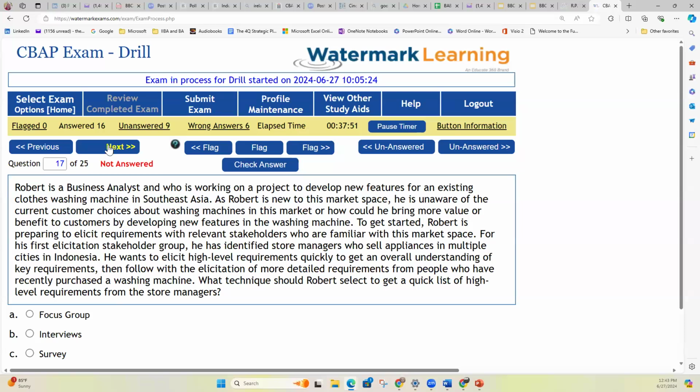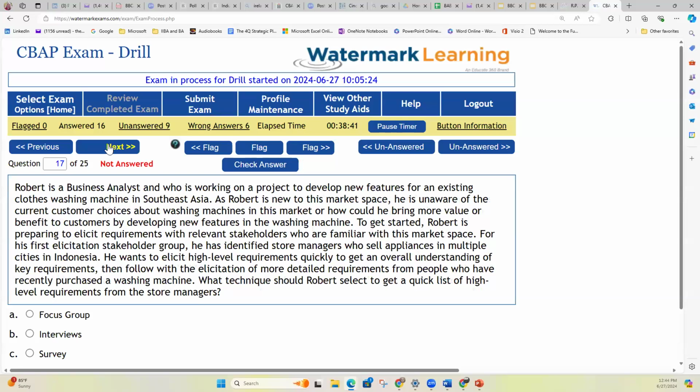Oh, goodness. Okay. Robert is a business analyst who is working on a project to develop new features for an existing clothes washing machine in Southeast Asia. As Robert is new to this market space, he is unaware of the current customer choices about washing machines in this market or how he could bring more value and benefit to the customers by developing new features in the washing machine. To get started, Robert is preparing to elicit requirements with relevant stakeholders who are familiar with this market space. For his first elicitation stakeholder group, he has identified store managers who sell appliances in multiple cities in Indonesia. He wants to elicit high-level requirements quickly to get an overall understanding of key requirements, then follow with elicitation of more detailed requirements from people who have recently purchased a washing machine.